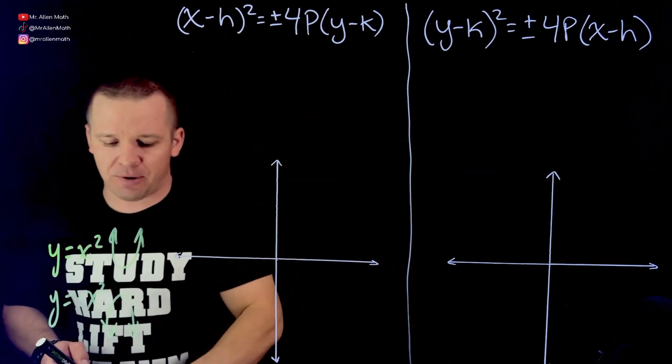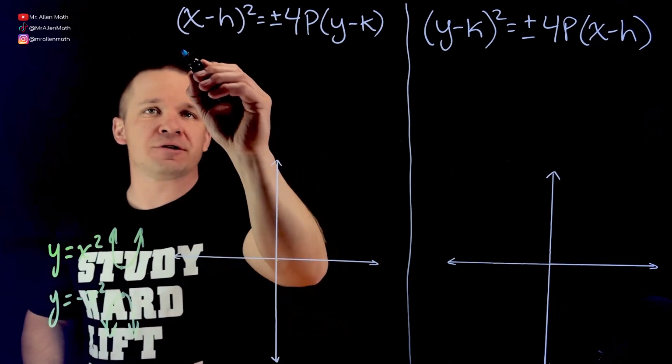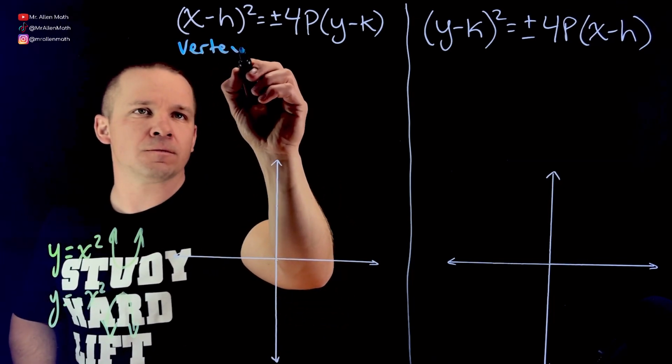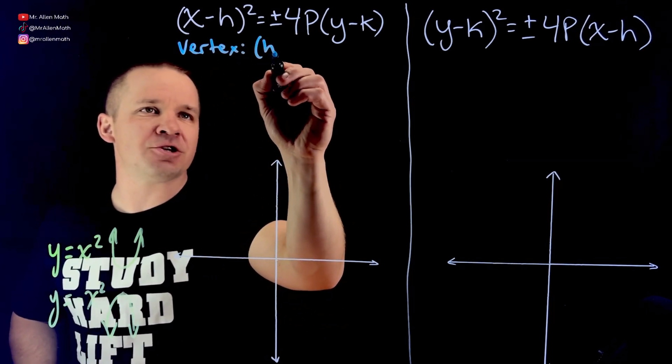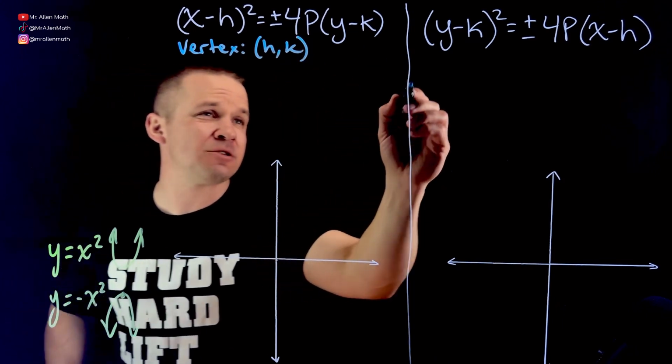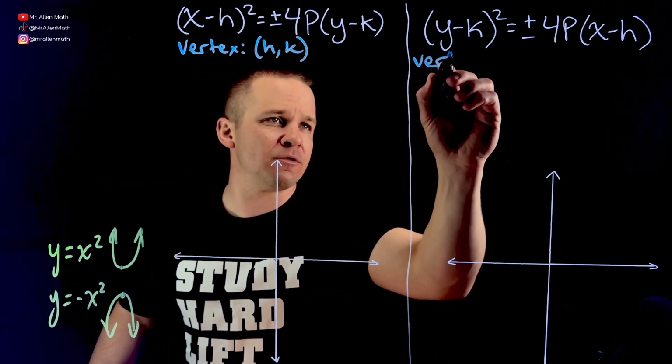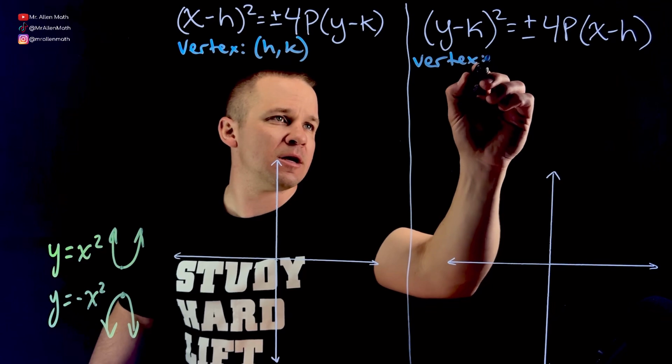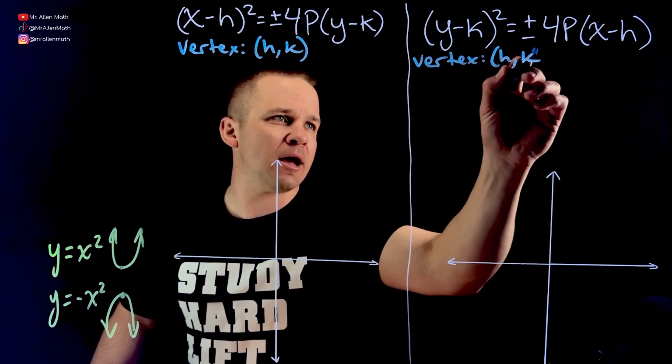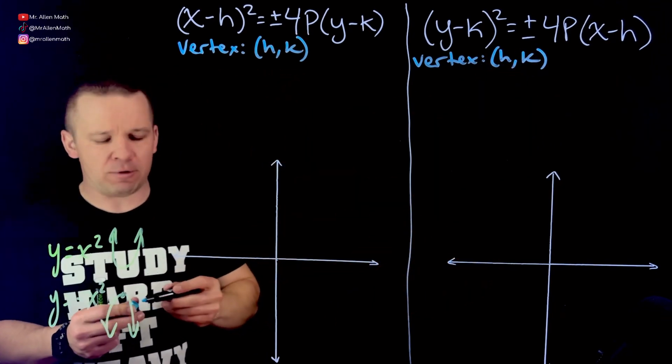So let's actually write that part down first, okay? So vertex, that is just going to be h comma k. And that's going to be the case for both of these here. So vertex, h comma k. All right, consistency for that one.